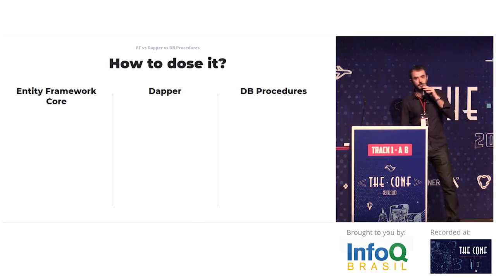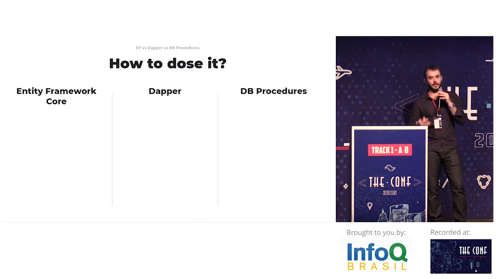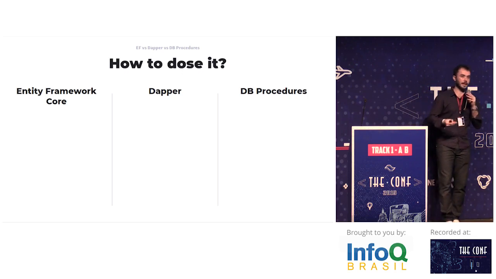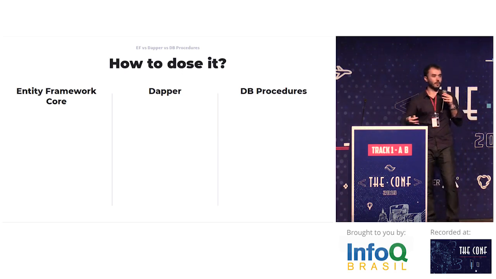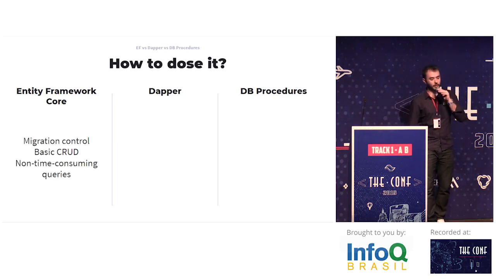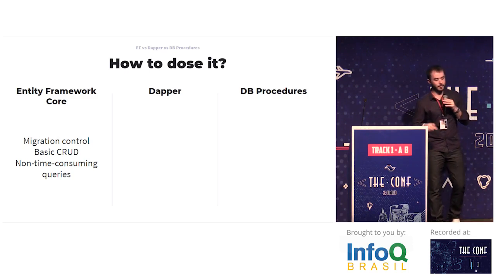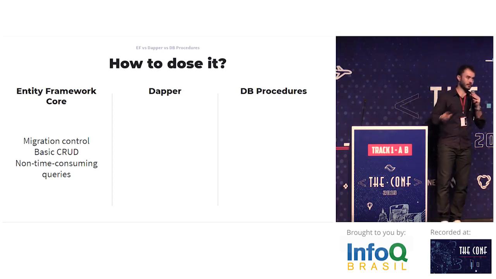And how to dose it? We found out that we need to dose the use of these three to make sure we have maintainable code, while at the same time we have code that runs fast, runs smoothly, has consistency, and everything works perfectly with these three approaches to database access, basically. In Entity Framework Core, we use it for migration control, for some basic CRUD, basically inside our intranet system, and also queries that are non-time consuming. We may use Entity Framework for Web API requests, but only if the customer won't access it very often, not for portfolios for sure.